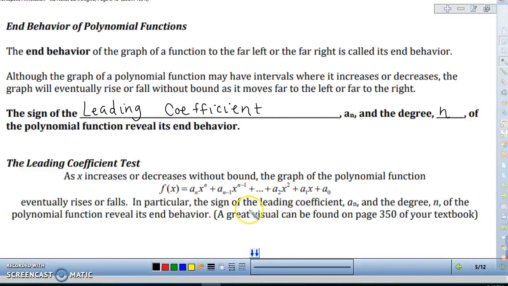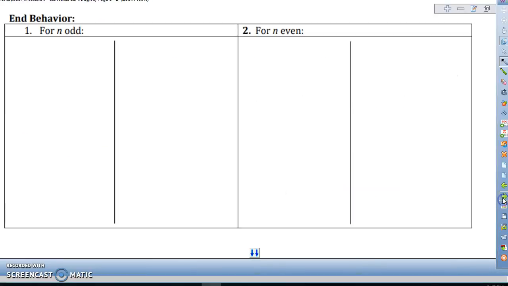In particular, the sign of the leading coefficient and the degree of the polynomial reveal its end behavior. There is a really nice visual of this on page 350 of your textbook. It's a little bit heavy, so I decided to leave it out of your notes, but we're going to simplify that table. Maybe take a look at it tonight when you're working on your homework and compare what the textbook shows as examples for end behavior versus what we are about to do in the box.